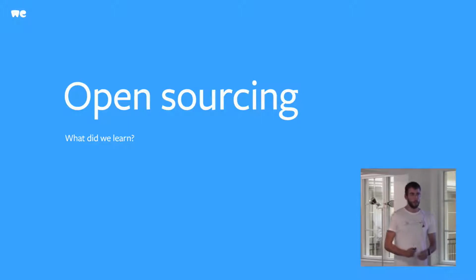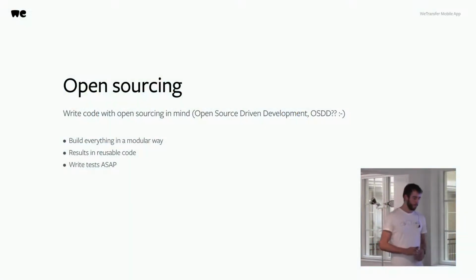So open sourcing. Open sourcing is very important for us. We try to develop with open sourcing in mind, and what we mean with that is set up your project modular, make it reusable, and test it immediately. Which basically means you can open source some parts of your code afterwards automatically if you think it's valuable for other users as well.